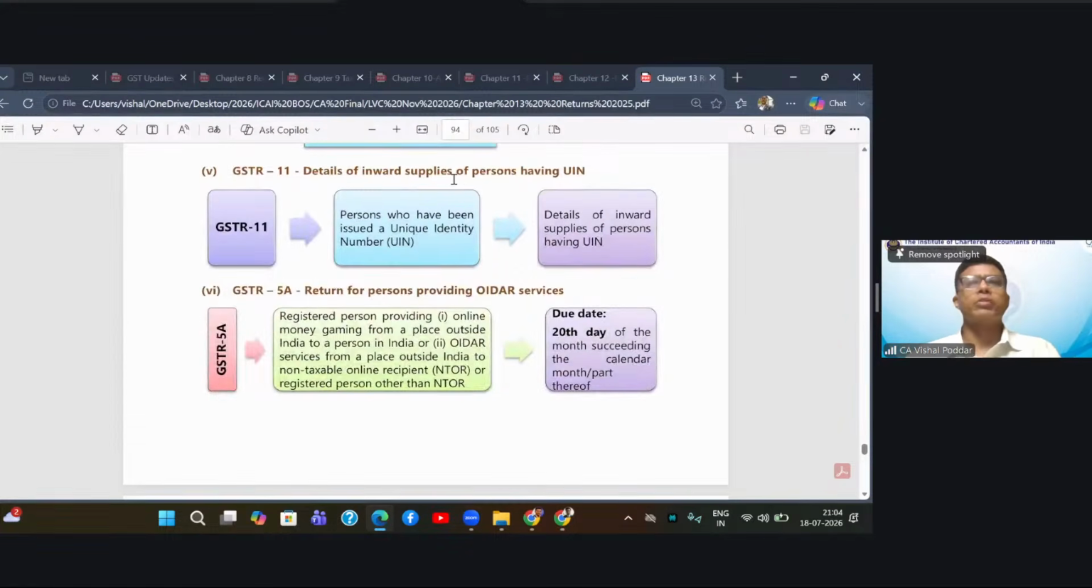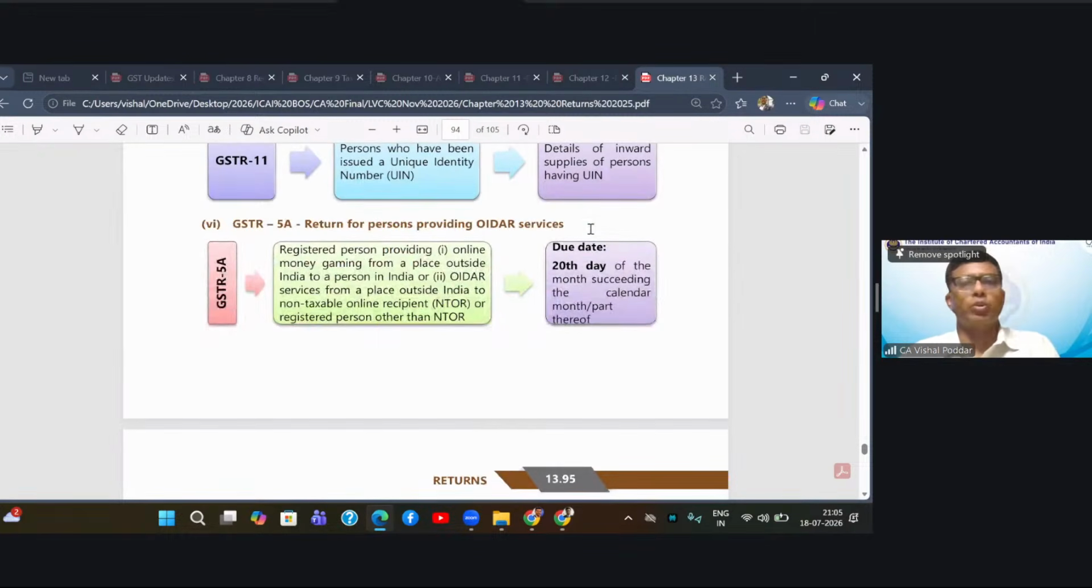Then coming to details of inward supplies of persons having UIN. If you remember, at the start when we were discussing the registration chapter, we discussed that some notified entities, especially the foreign bodies working in India, will apply for registration, but their registration will not be a GSTIN; their number is UIN. Why is this UIN there? Because whatever their inward supplies are, they are given a special facility of taking refund. That is why they are given a separate number, which is UIN.